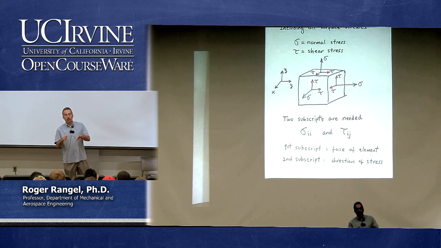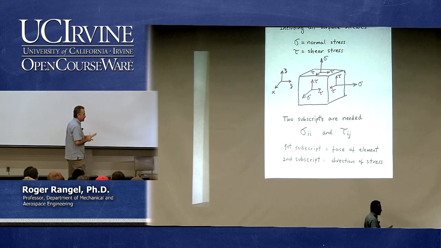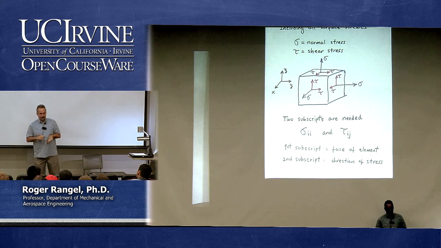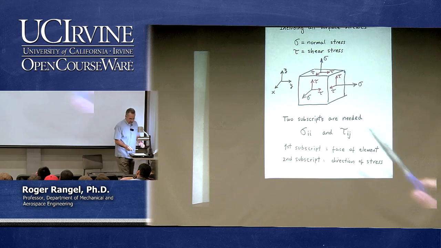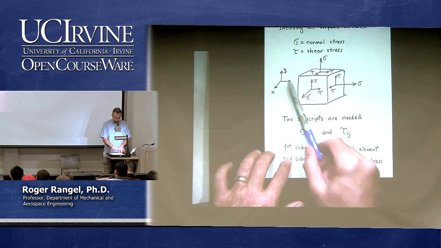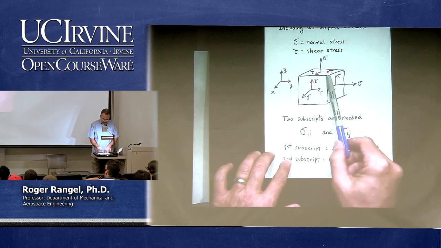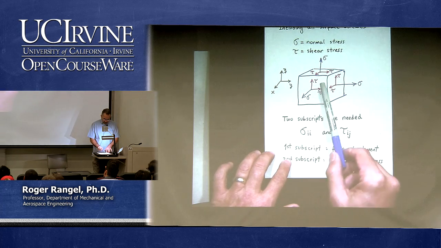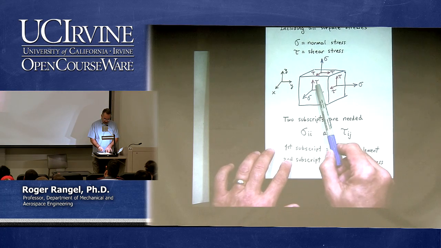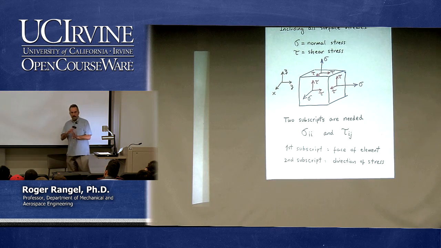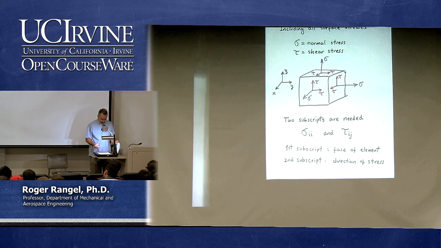Because the label that you use for the face of the element is the label of the axis that is perpendicular to it. So this face is a Y face because it's perpendicular to the Y-axis. The face here in front, which face is that? That's an x face. So for example, this tau here that is pointing up, which tau is that? Tau xz. Right? So that's the idea of the two subscripts.